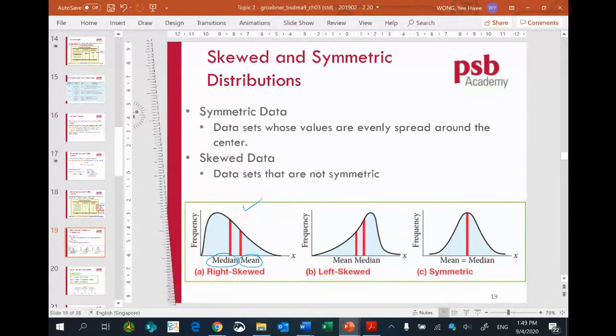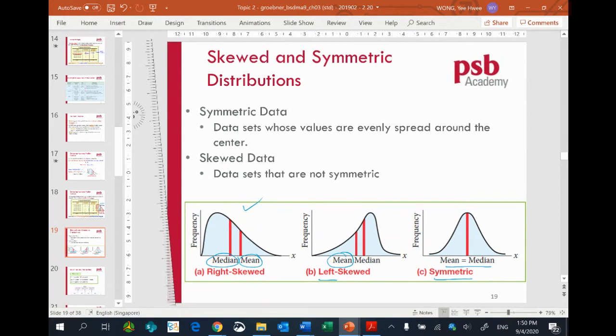So you don't need to always draw the graph. Sometimes you just analyze the data, knowing what the mean and the median are. From these two numbers, you can know the shape of the graph. So you can look at this. If the mean is bigger, then it is right skewed. If the mean is smaller, then it is left skewed. If the mean and the median are almost the same, then it should be symmetrical. So you can use these two numbers to roughly know the shape of the graph.